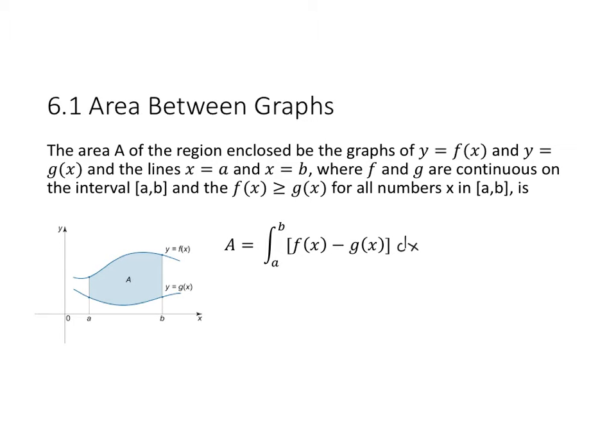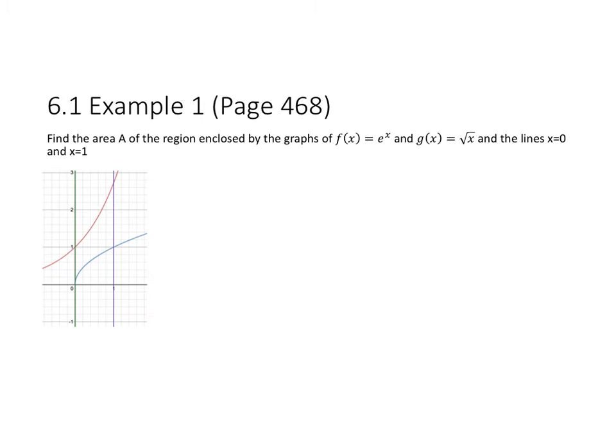So that's how we're going to find the area between two curves. We're going to take the top function minus the lower function, and then we're going to use the two endpoints as our limits of integration. So let's take a look at this example. This top function is e to the x, and this lower function is the square root of x. My line over here is x equals 0, and my line over here is x equals 1. So we're looking for this area in between.